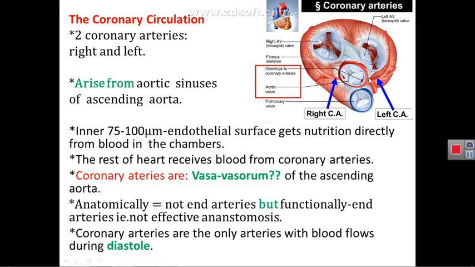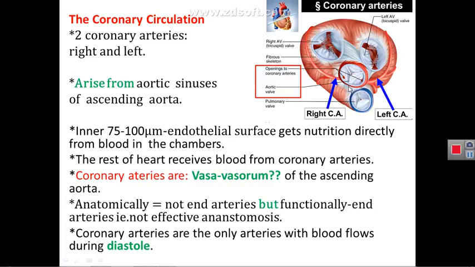And because the coronary arteries arise from the wall of the ascending aorta, they are considered as vasa vasorum of the ascending aorta. I think you know from histology that the large vessels contain blood vessels in the wall of them, called vasa vasorum, and so coronary arteries are considered as vasa vasorum in the wall of the ascending aorta.